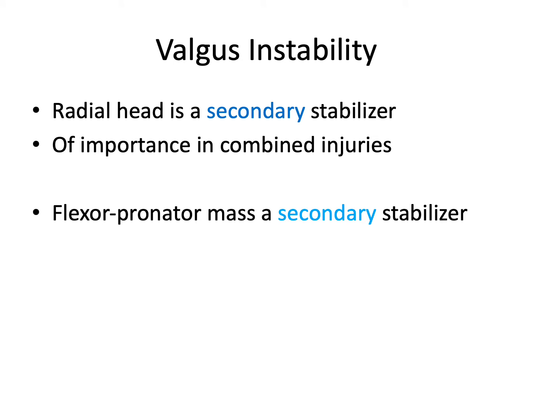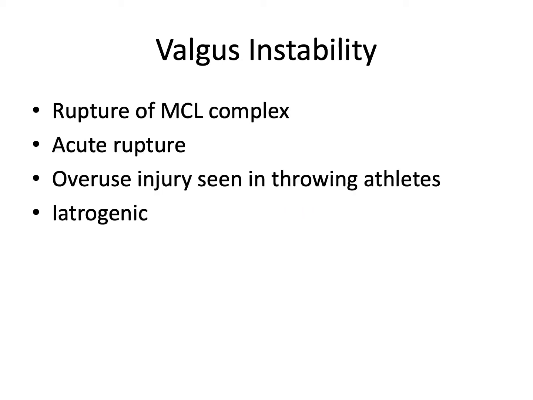The radial head is a secondary stabilizer in valgus instability. It is of importance in combined injuries. The flexor pronator mass is also a secondary stabilizer. So you get valgus instability with rupture of the medial collateral ligament complex. This can be an acute rupture, or it can be an overuse injury seen in throwing athletes, or it could be iatrogenic.